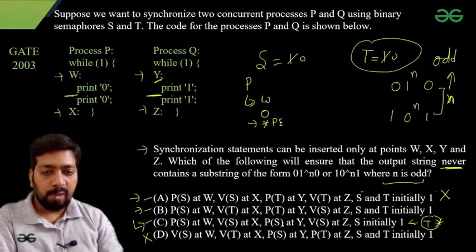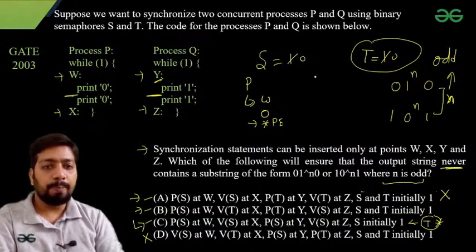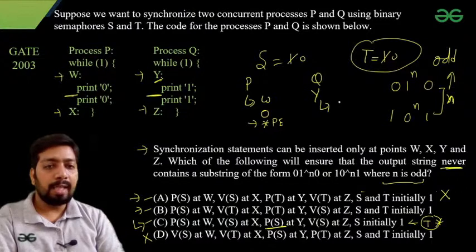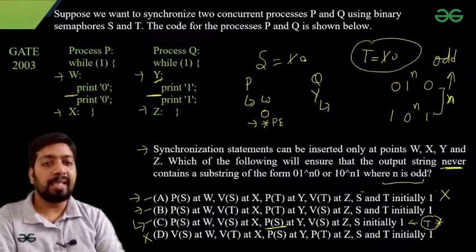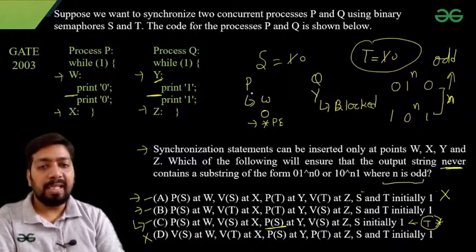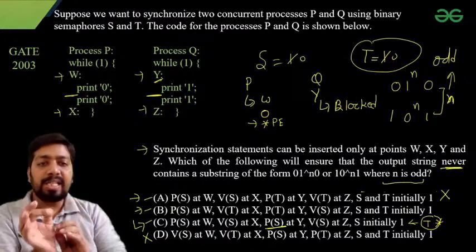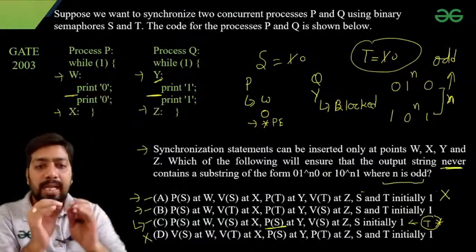Here you can see at Y, P of S is also performed. So Q will also perform the Y instruction, where Y is P of S. But here P of S is an unsuccessful operation because the semaphore is already 0 and it is a binary semaphore. So it will go into the blocked state. So process P can be preempted, but 0 0 will be printed continuously. You cannot print in between.